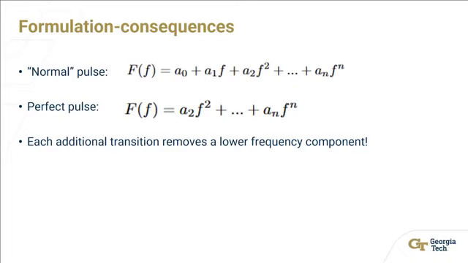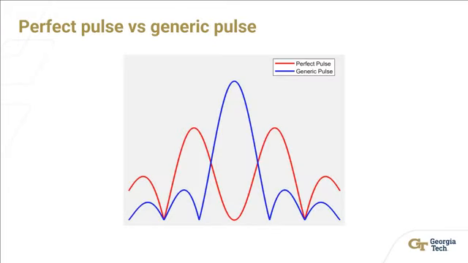Perfect pulses are unique due to their ability to remove lower frequency components. A P2 perfect pulse, for example, removes the DC and lowest frequency term from a standard square wave pulse. This results in a very interesting Fourier transform. A generic square wave pulse will have its peak at the center, while a perfect pulse will have peaks that are equally offset from the center. This is a very useful feature that will be explored later.